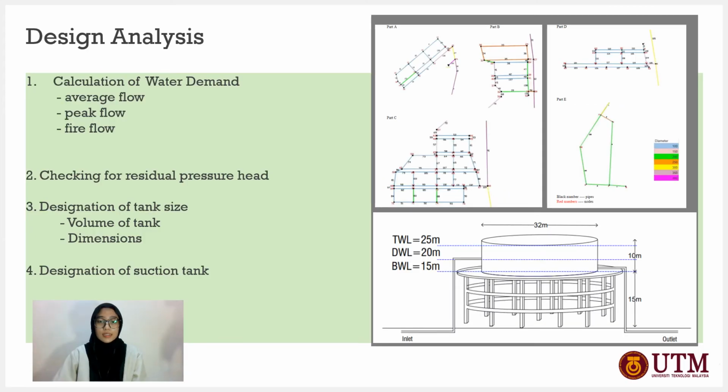Next is design analysis. First of all, calculation of water demand. We calculate average flow by multiplying the average daily water demand provided by Suruhanjaya Perkhidmatan Air Negara, SPAN, with the unit or area in our layout plan. Then, peak flow was calculated by multiplying the average flow with a coefficient of 2.5.